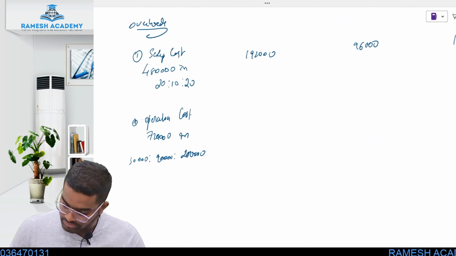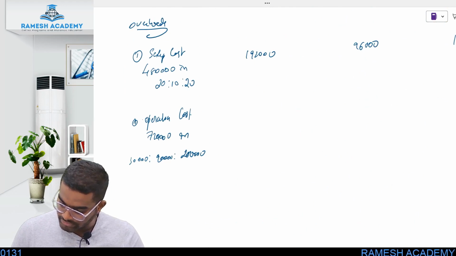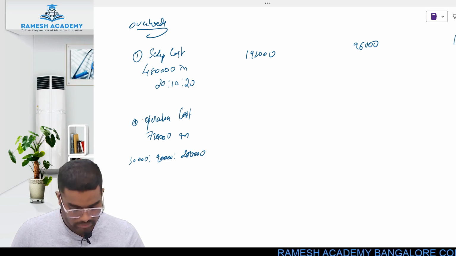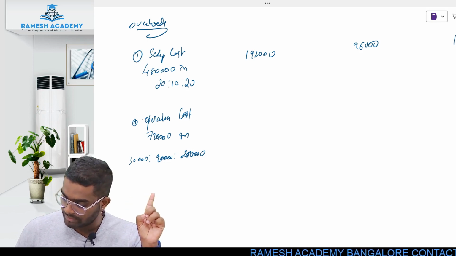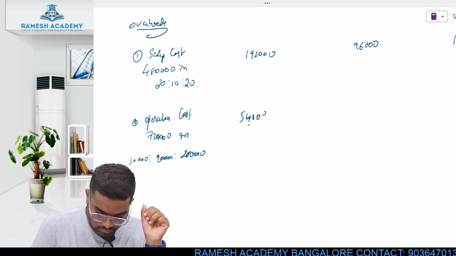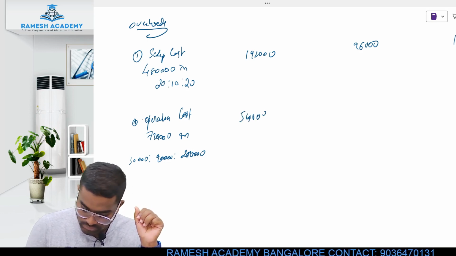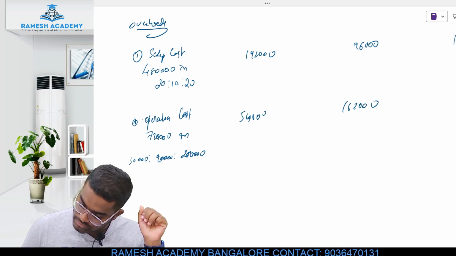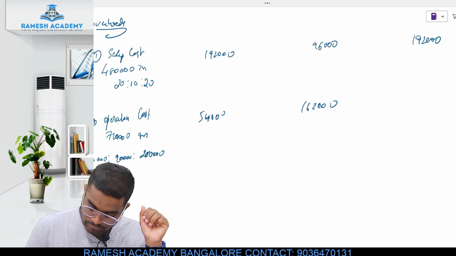So 30 plus 90 is 1 lakh 20, plus 2 lakh 80 is 4 lakh. So 7 lakh 20 divided by 4 lakh is 1.8. Then multiply it with 30,000, it is 54,000. For 90,000, it is 1 lakh 62,000. Then for 2 lakh 80, it is 5 lakh 4,000.